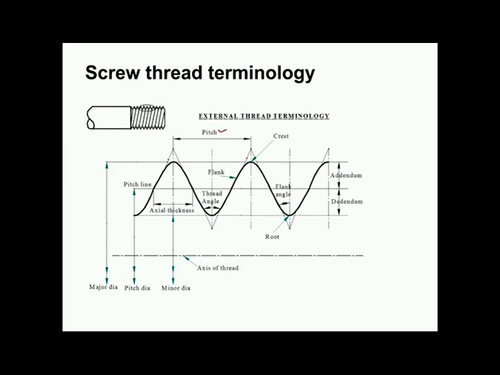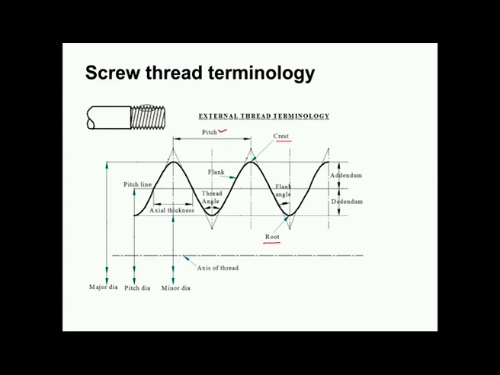and then this peak portion of the thread is called crest, and the bottommost, that is the lowest point on the screw thread profile, is known as root, and then we have this sloping surface which connects the crest with the root, called the flank, and then the angle between the line perpendicular to the axis and the flank is called flank angle, and double the flank angle is known as thread angle.